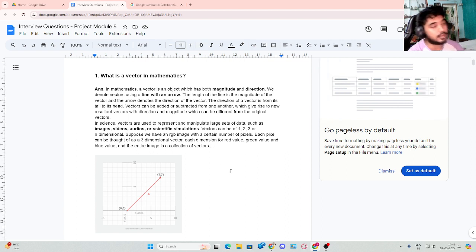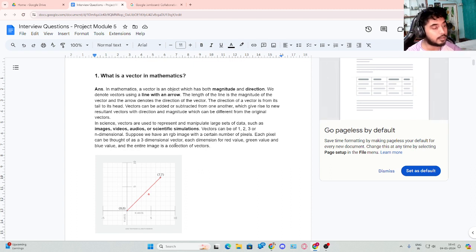So in science, what is the use of these vectors? In science and machine learning, vectors are used for denoting various kinds of information like images, videos, audios, scientific simulations. So vectors can be n dimensional, like a two dimensional vector, which is a matrix which has both rows and columns, but it can also be 3 dimensional, 4 dimensional.